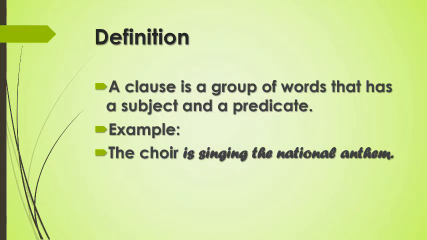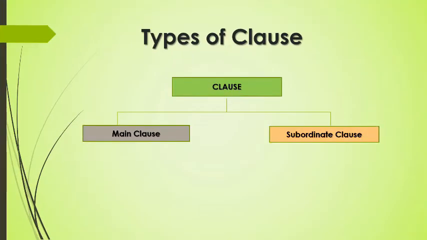In this sentence, the first part, the choir, is the subject and the second part, or the rest of the sentence, is the predicate. As the sentence has a subject and a predicate, it is a clause. A sentence with only one clause is called a simple sentence. There are two types of clause, main clause and subordinate clause.